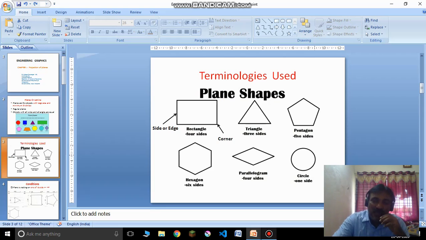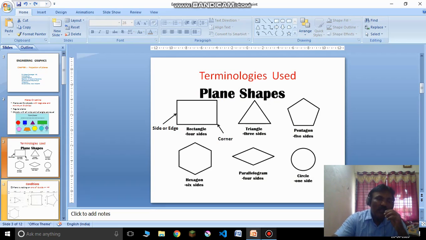Whereas a circular lamina doesn't have any edges or corners. It will have a circumferential point. We have to keep the object, or give the orientation, such that it rests on one of the circumferential points. So these are some of the terminologies we generally use, either edge or corner. I hope all of you understood.